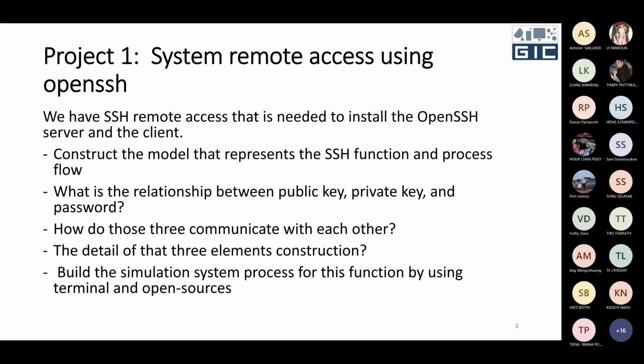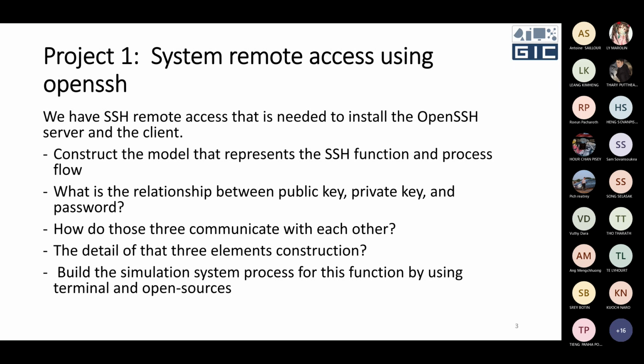The third one, how those three components communicate with each other. This is the activity diagram flow, or you can build a workflow diagram to see how the public key, private key, and password communicate with each other. The detail of three-element construction: in order to produce a public key, what should I do? In order to produce a private key, what should I do? And in order to construct a password, what should I do?